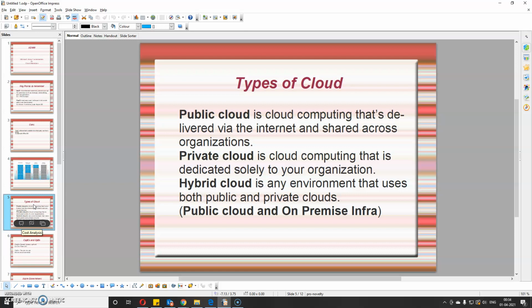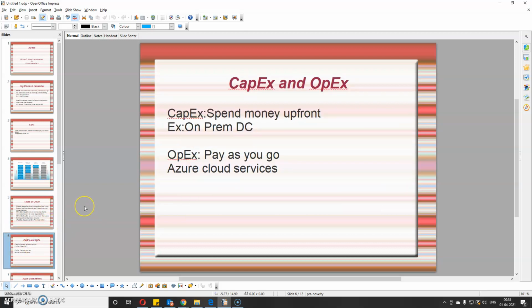Nowadays we have on-premises servers and we are migrating our infrastructure to the Azure cloud, so it could be a mix of public cloud as well as on-premises, and that specific setup is called hybrid cloud. Okay, moving to the next slide, which is capex and opex.